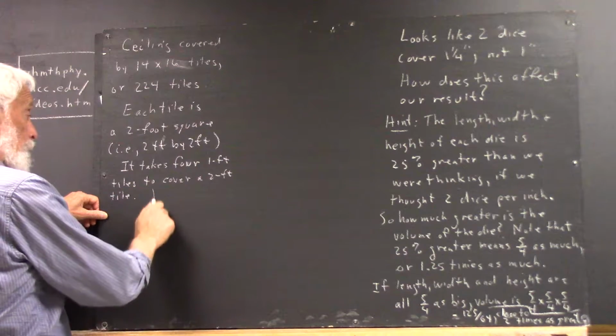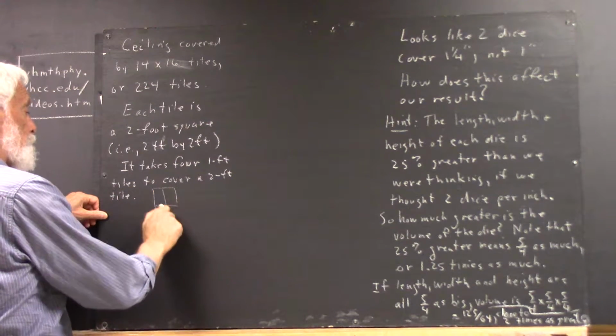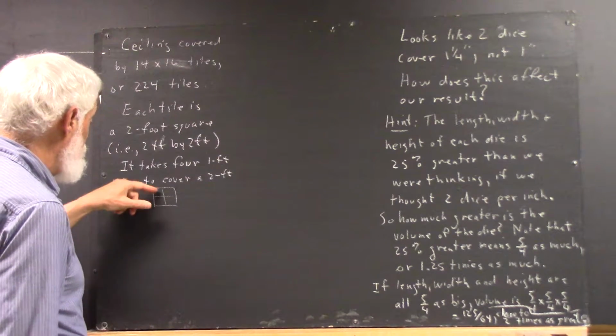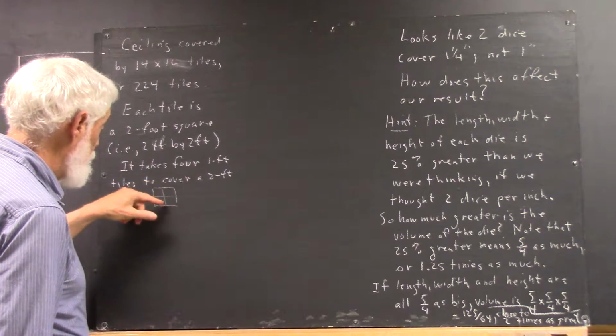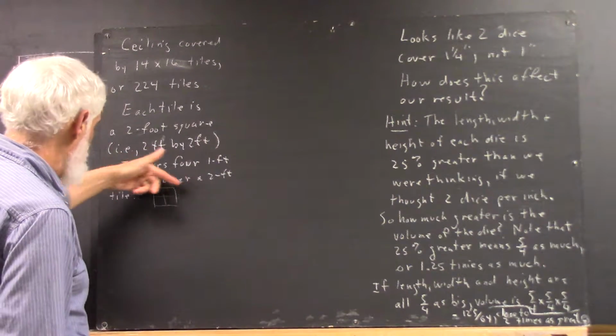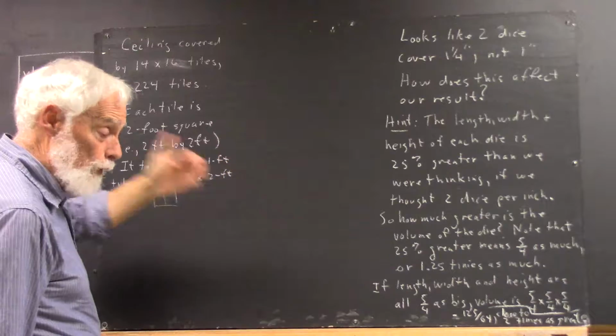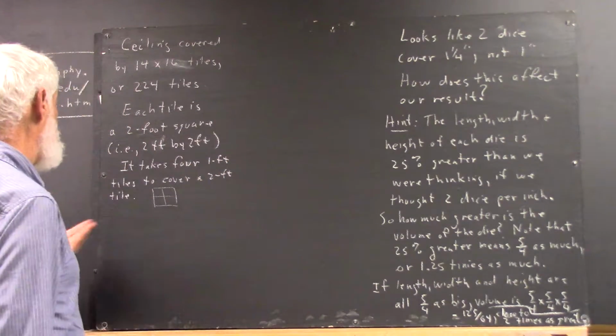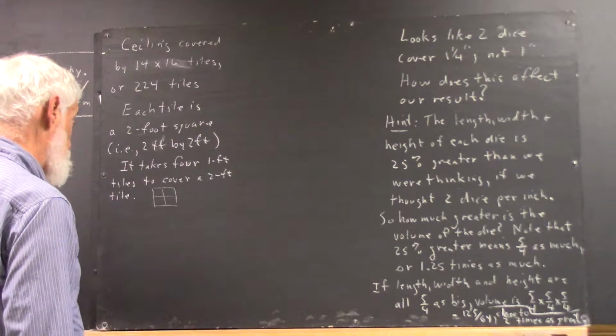I draw a picture of that. Here's a 2-foot tile, and there are your 1-foot tiles. 1 foot, 2 feet. 1 foot, 2 feet. It takes 4 of these to cover this one. And of course, you can multiply the 2 feet by the 2 feet to find that they're 4 square feet. So it takes 4 1-foot squares. Okay, it takes 4 of these tiles to cover a 2-foot tile.